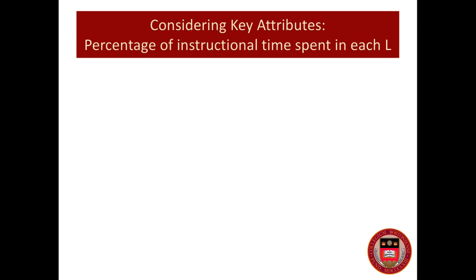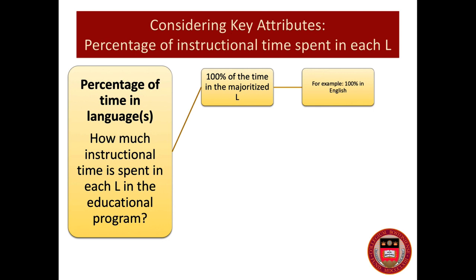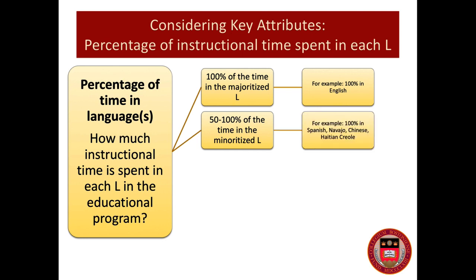The next attribute to consider is the percentage of instructional time spent in each language. So you might have 100% of the time in the majoritized language. For example, 100% of the time in English. Or 50 to 100% of the time in the minoritized language. For example, 100% in Spanish, Navajo, Chinese, Haitian Creole.